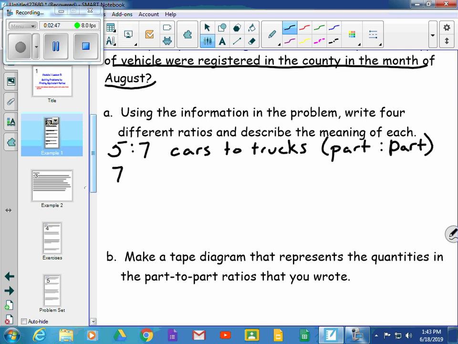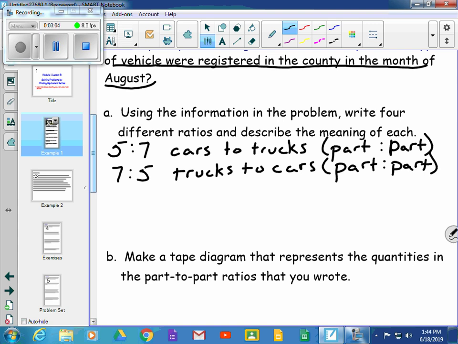because it compares the part that are cars to the part that are trucks. Another totally different ratio would be 7 to 5. Not the same ratio. This one compares the number of trucks to the number of cars. Once again, a part-to-part ratio.